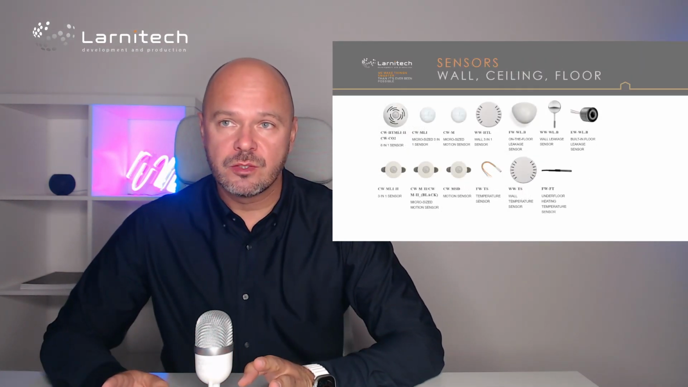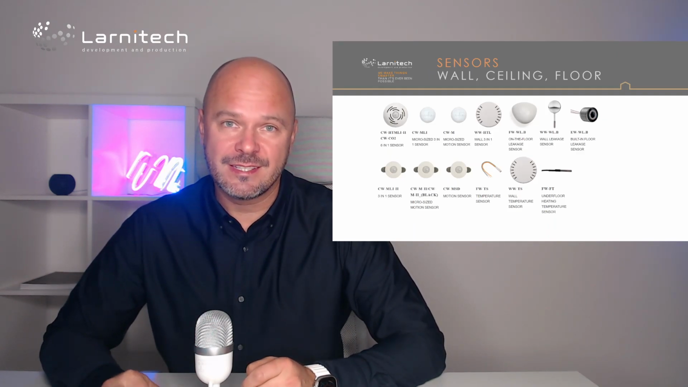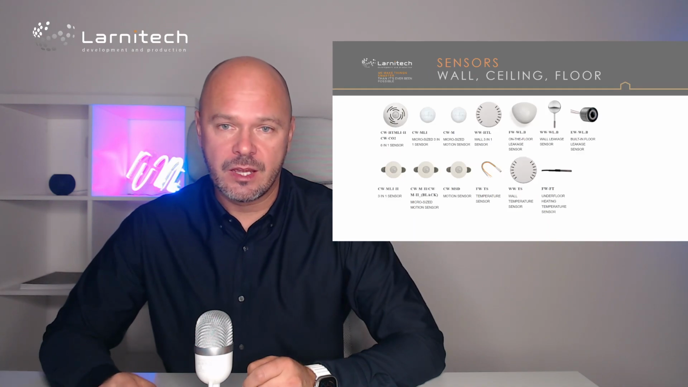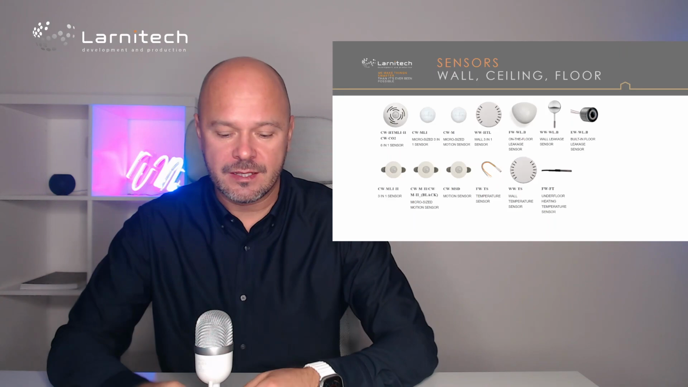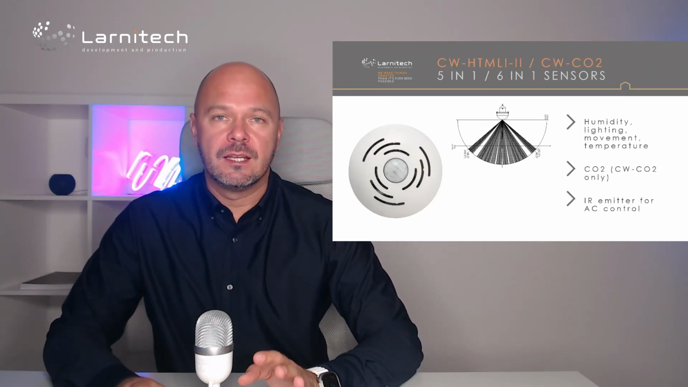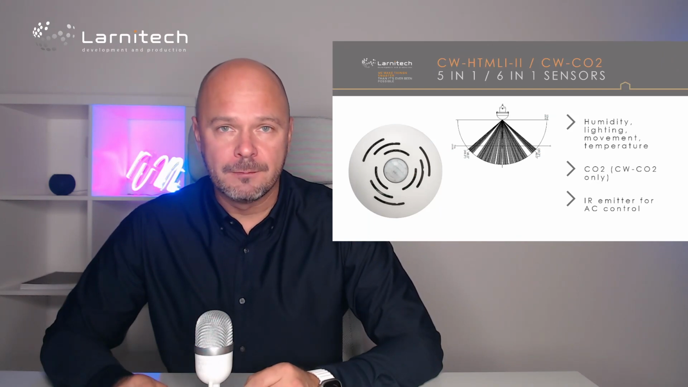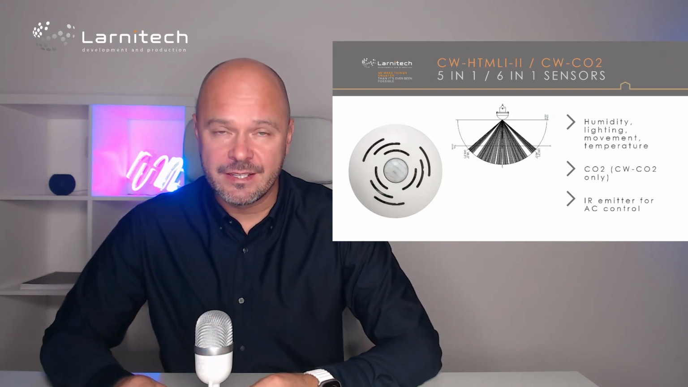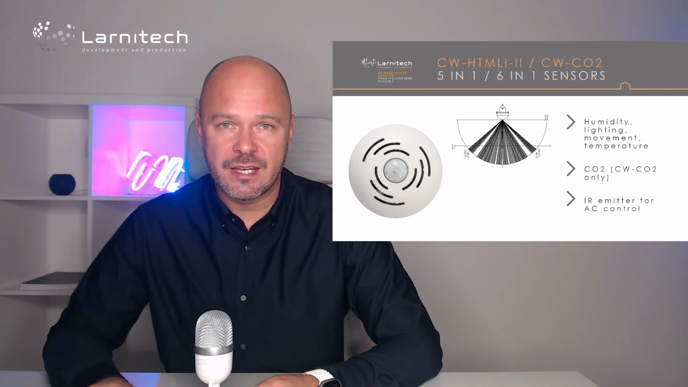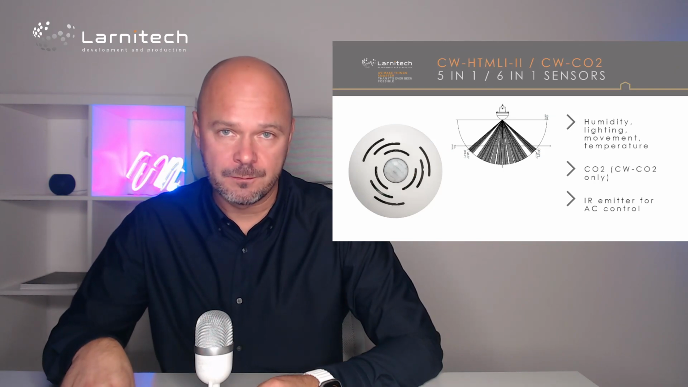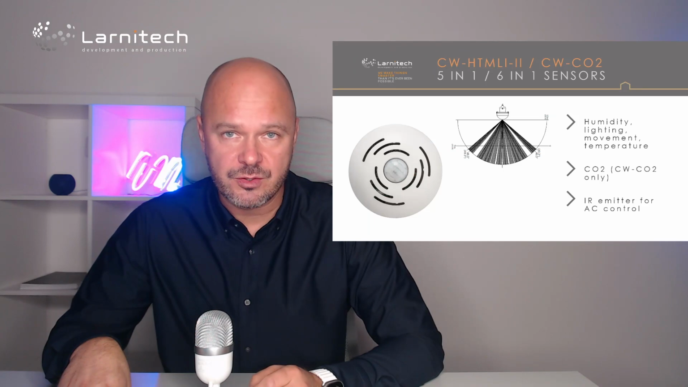So next we go to the sensors, and we have wall sensors, ceiling sensors, and floor sensors. There are different types, and let's look at them. This one is, I think, the most popular one, because they decided to put a few sensors which are usually used inside rooms in one body. So what are these most popular sensors?